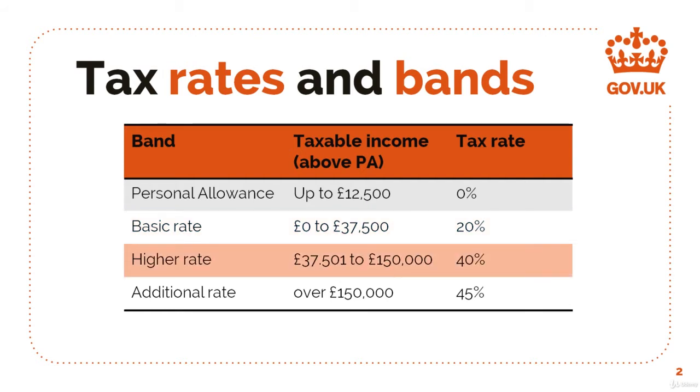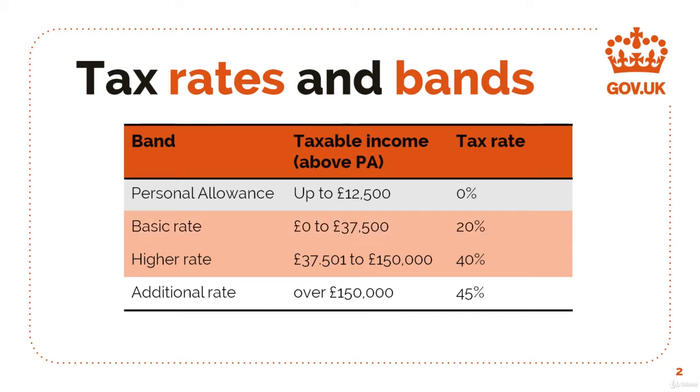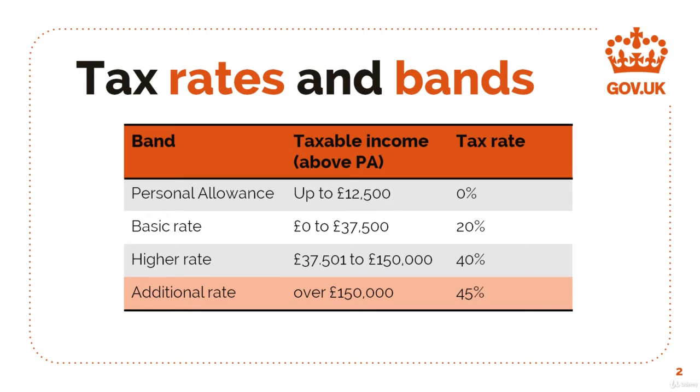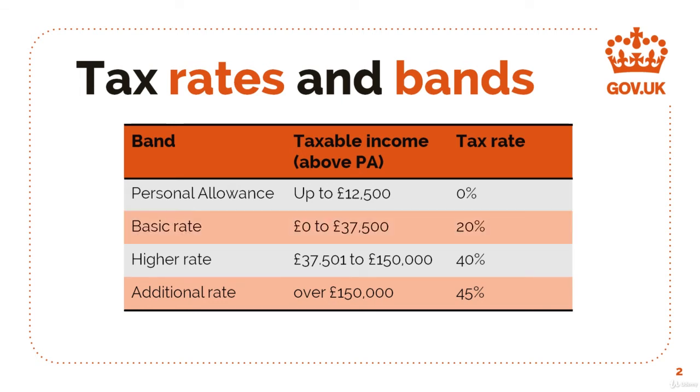If you earn above 50,000 and less than 150,000, you will be taxed 20% for the first 37,500 and 40% for anything above. Finally, if you earn over £150,000, you will be taxed 20% for 37,500, 40% for between 37,500 and 150,000, and 45% for anything above 150,000.